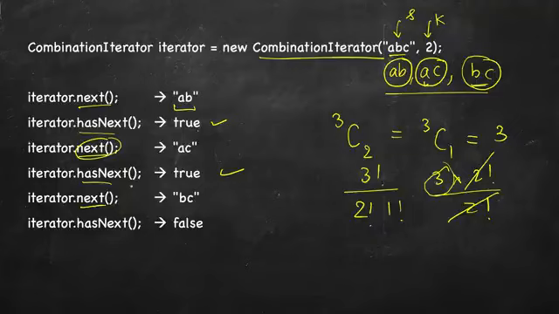And now we have called next 3 times. So if we call iterator.hasNext, it will return false, since we have returned all the possible combinations of length 2 in lexicographically sorted order. Now let's look at one more example, then we will see how to solve it.